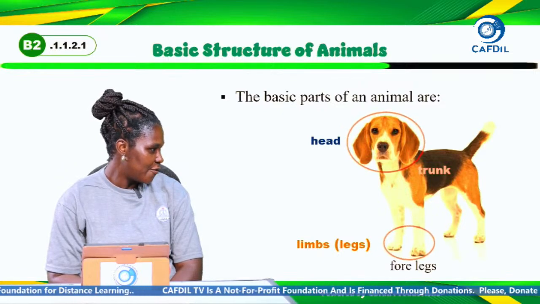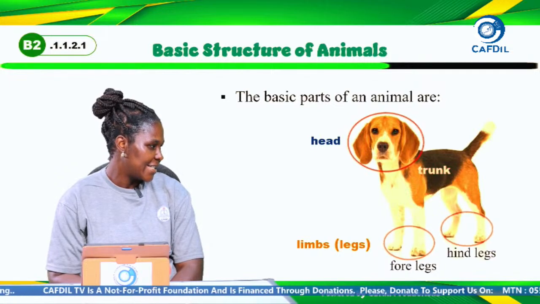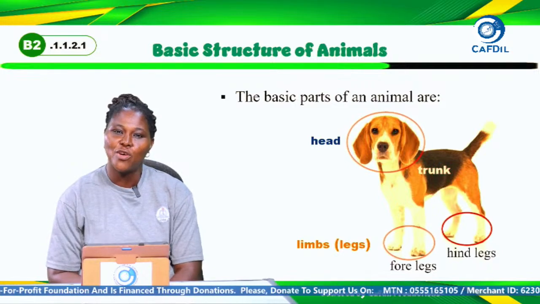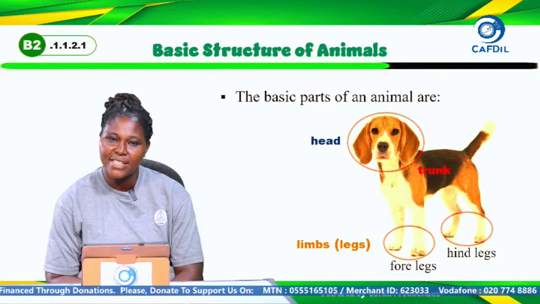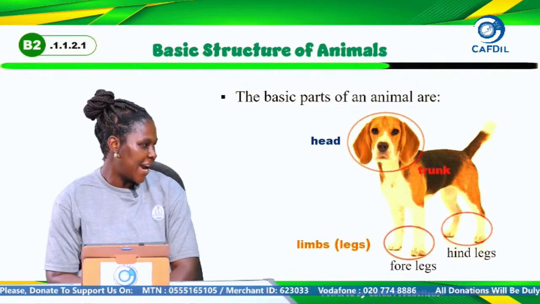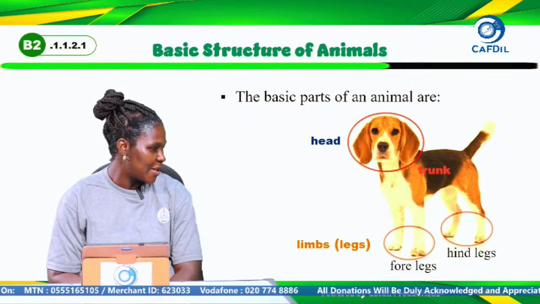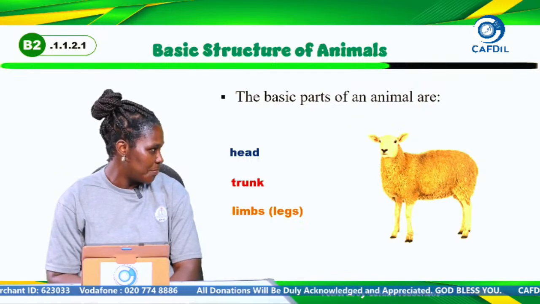So we have the 4 legs and then the hind legs. So for the parts of the dog, we have the head, the trunk, the limbs, that is the four legs, and then the hind legs. So these are the basic parts of the dog. Let's look at this one too, the sheep, the basic parts.